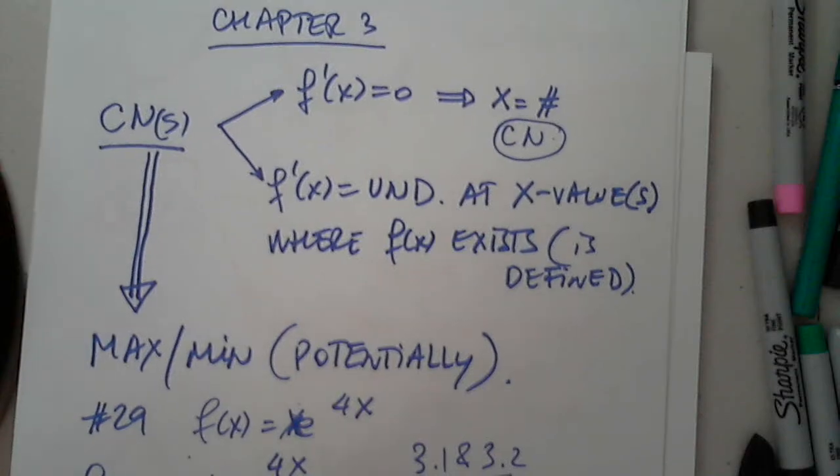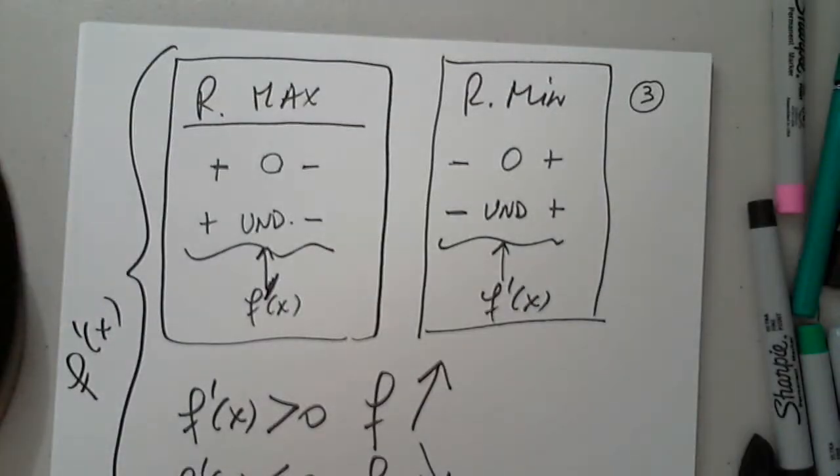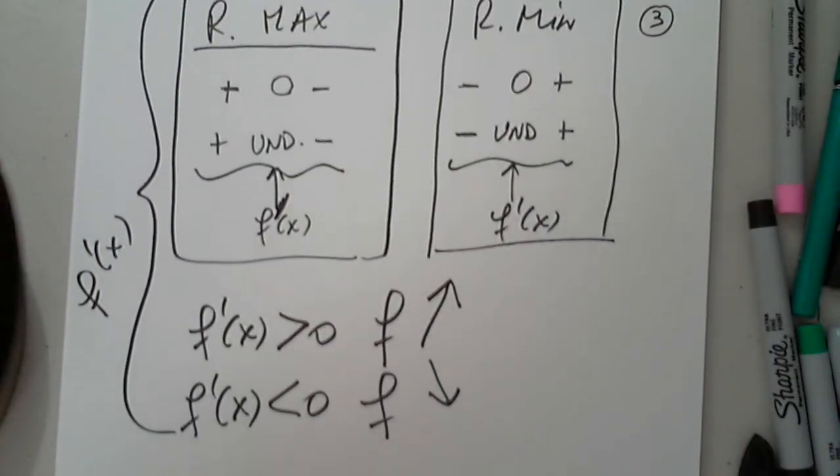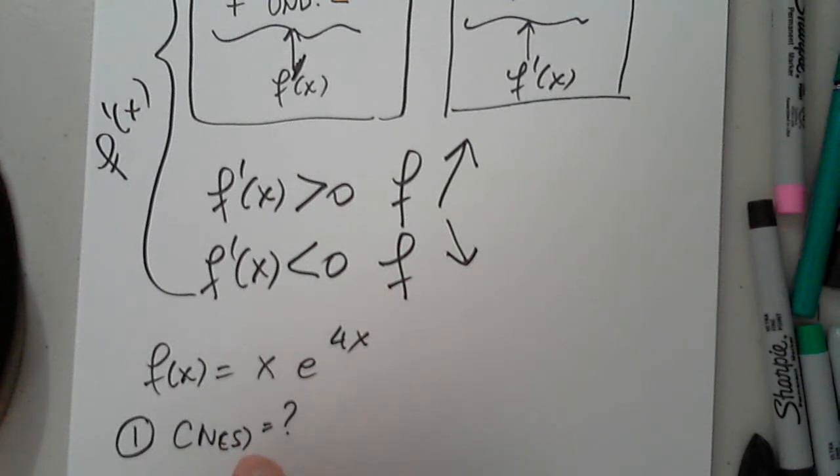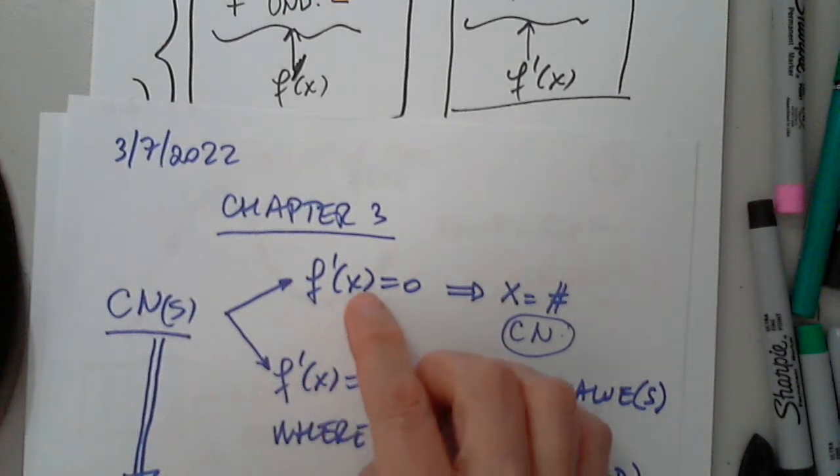Which problem? This one. So I'm going to copy it again. x e to the 4x. So the first question is critical numbers. Yes or no? If the answer is no, the second part has no meaning. If it has no critical numbers, you cannot have max or min. Okay, how do I find whether the function has critical numbers or not? I have to find the derivative.